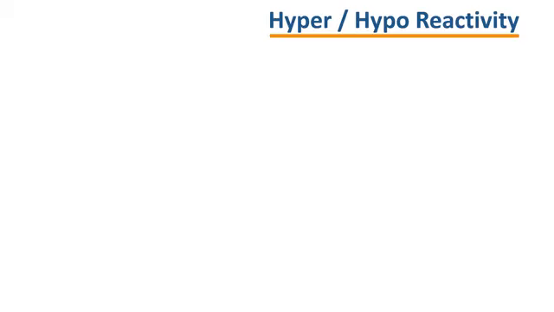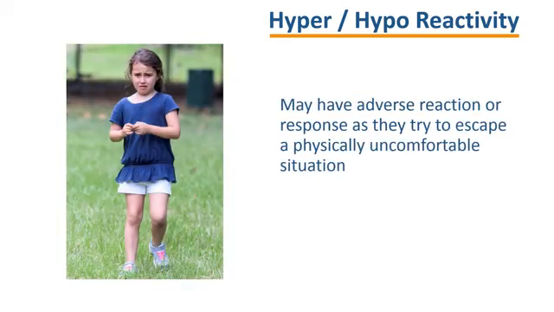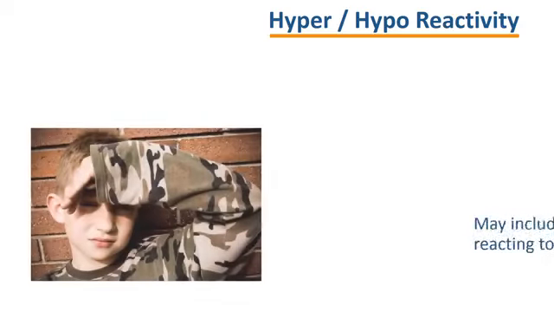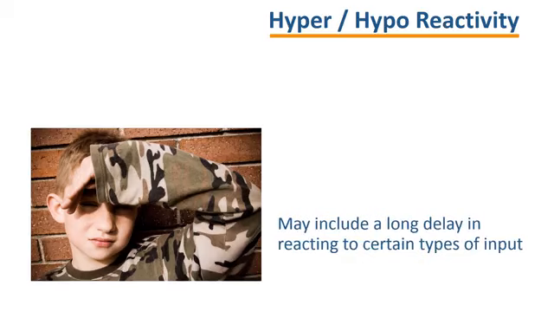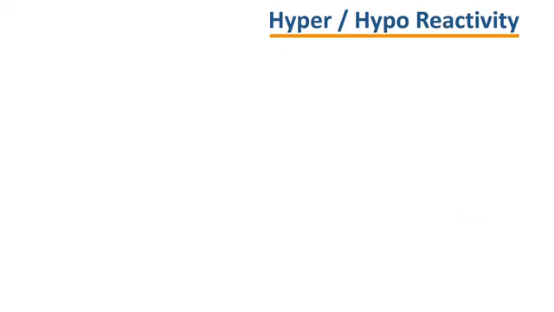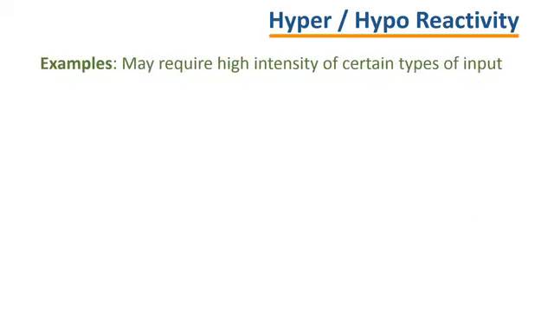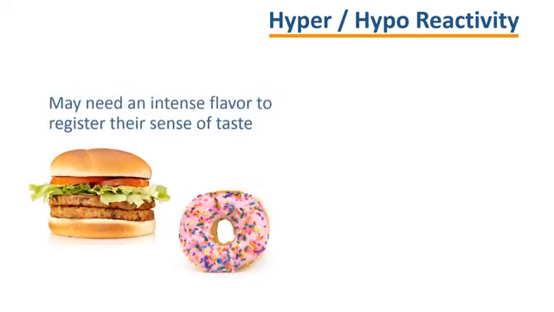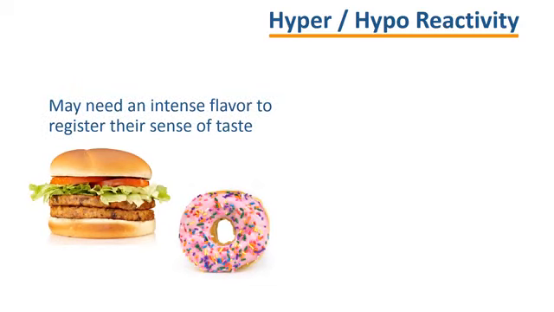They may have an adverse reaction or response as they attempt to escape or avoid a situation that physically makes them uncomfortable. Or they may have hyposensitivity or an underreaction to sensory experiences. This may include a long delay in reacting to certain types of input, for example, a delayed response to pain, or they may require high intensity of certain types of input in order to register or react to that particular experience. For example, they may need really intense flavor to be able to register their sense of taste.